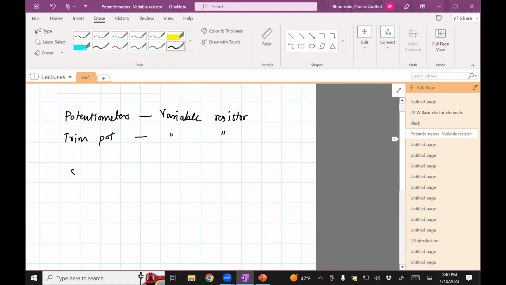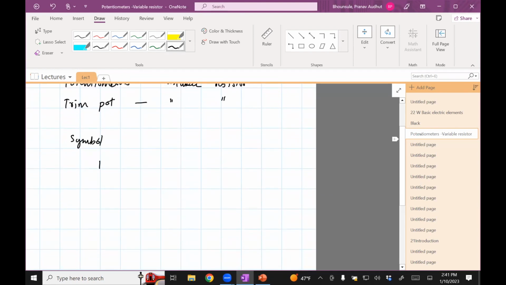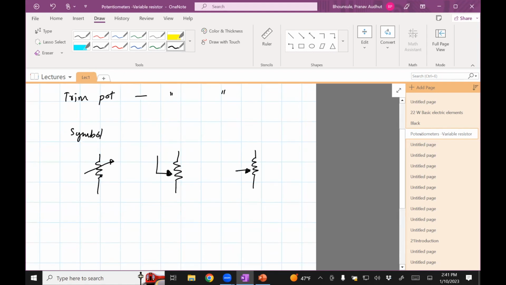The symbol for a potentiometer is something like this. So you draw a spring, which is a resistor, and then draw an arrow which shows that it's variable. Another way people draw it is this way. So this is just showing a slider, and changing the location of the slider changes the resistance, or they simply put it as this. Okay, all these are valid symbols for potentiometer.